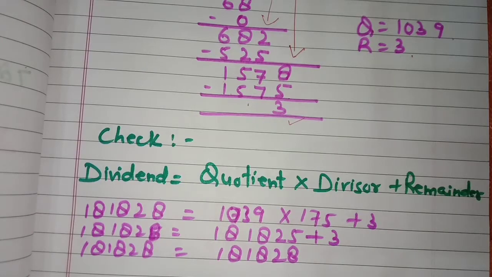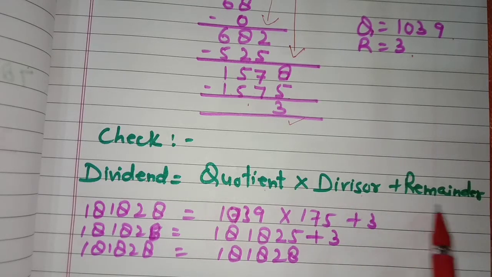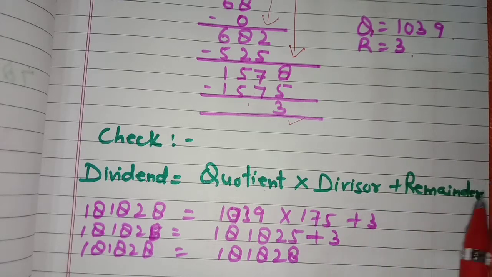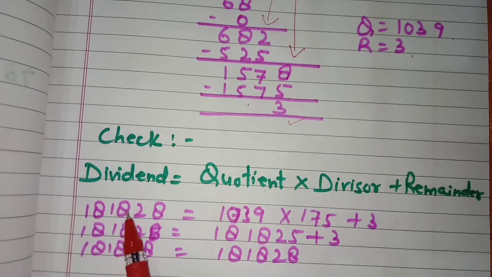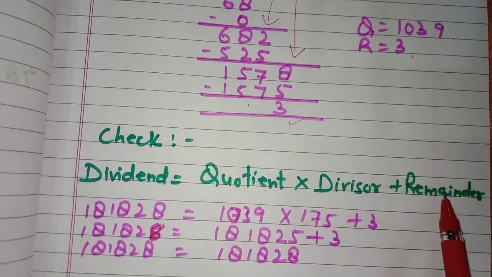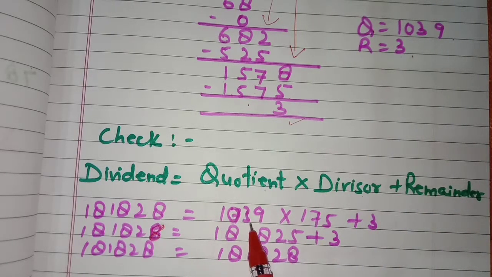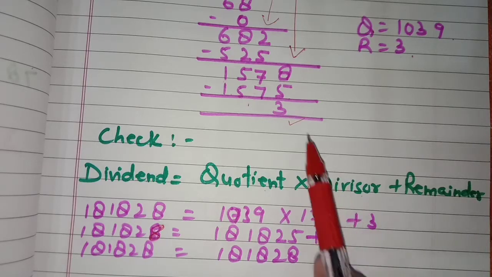Now how we can check the answer? See, there is a formula for checking the division sum. That is, dividend should be equal to quotient into divisor plus remainder. So when you solve these 3 terms, your answer should be equal to the dividend. So dividend is 1,81,828. In every step it will remain same. Now quotient into divisor plus remainder. Quotient is 1039 that we have got here. Divisor is 175, the number by which we have divided, and remainder is 3.